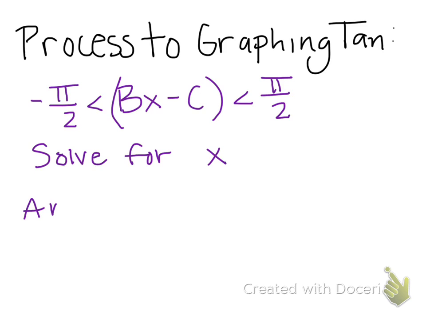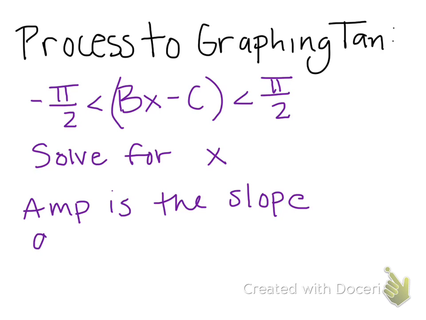The amplitude is the idea of the slope in this case. So if it's positive, our tangent graph will look like that. If our a value is negative, our tangent graph will be upside down and overall have a negative slope.